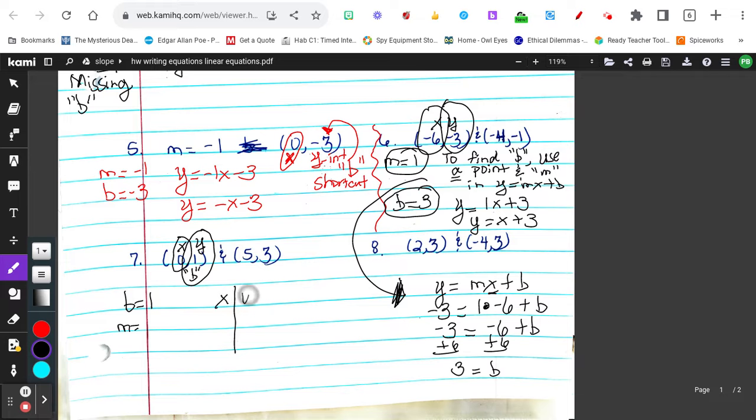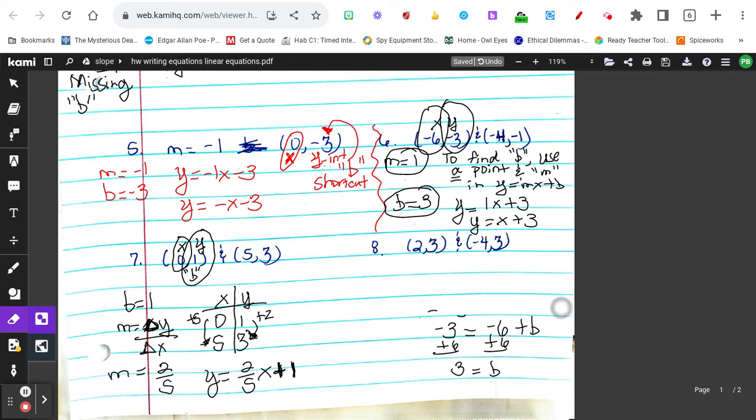I'm going to use the table method because it's just simpler to me. 0, 1, and 5, 3. The change here is plus 2. And the change here is plus 5. So my slope, let me write it right here. My slope is calculated from looking at the change of y over the change of x. So my slope is actually 2 over 5. My equation, therefore, is y equals 2/5 x plus 1. And that is all you do. Again, this is just a recap of things we've already learned.